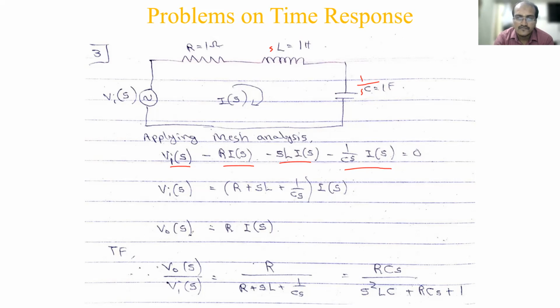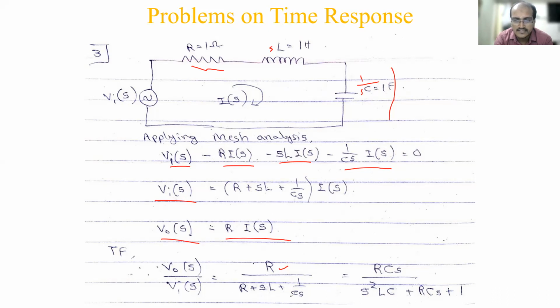And V naught of S is normally taken across the resistor. So placing the capacitor here and the resistor here, the output is R into I of S. Now we substitute in the transfer function. We need to find the ratio V naught of S by Vi of S. I of S cancels out, what remains is R in the numerator, and R plus SL plus 1 by CS in the denominator.